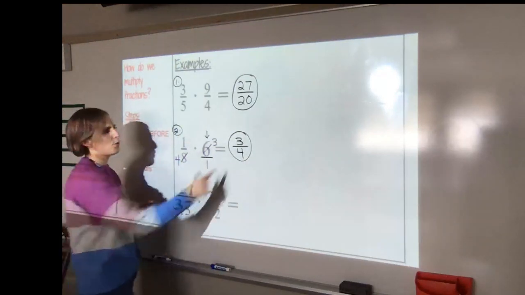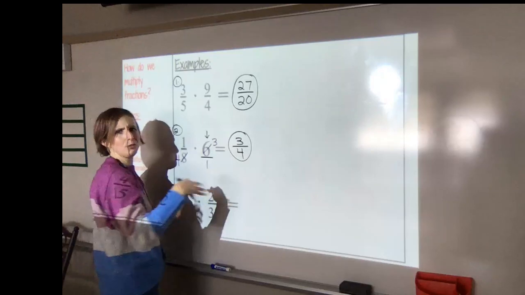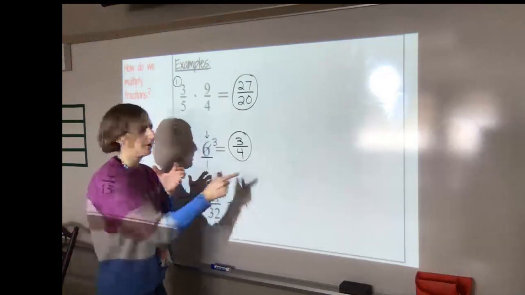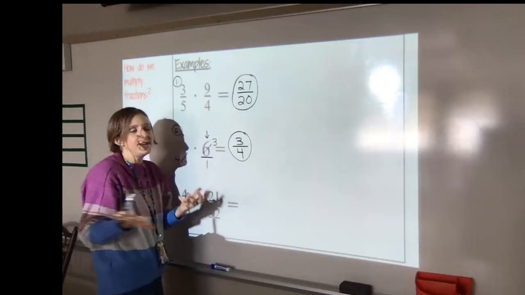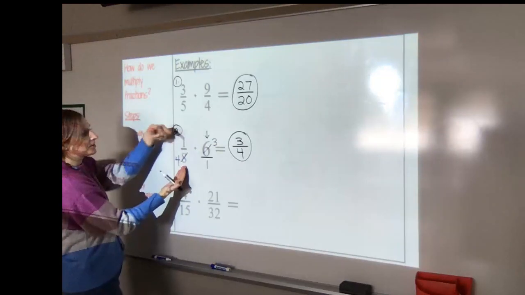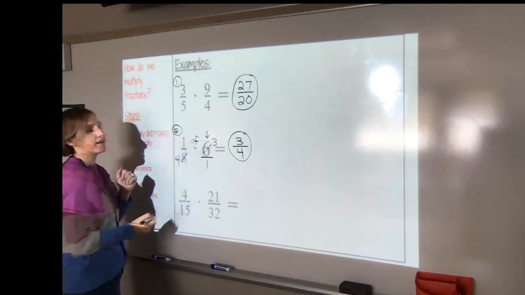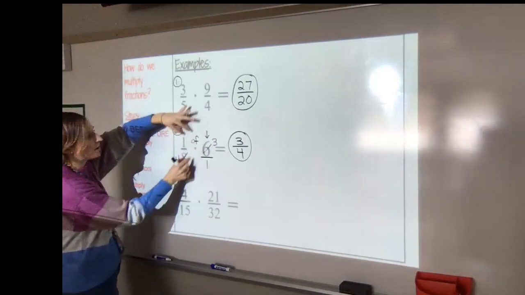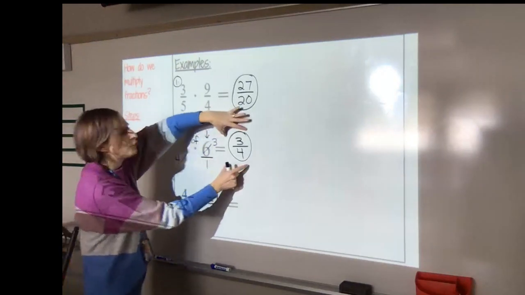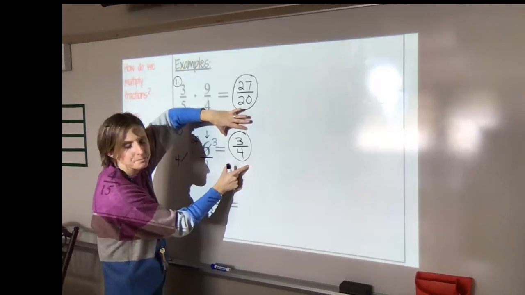You might go, Miss Clipper, well, why is my answer smaller? Normally when I'm multiplying, I'm used to getting a larger number for my answer. And I go, yeah, we are used to that. But here we're taking part of 6. Remember, of in math means multiply. You're taking part of a number. Of course your answer is going to be smaller.